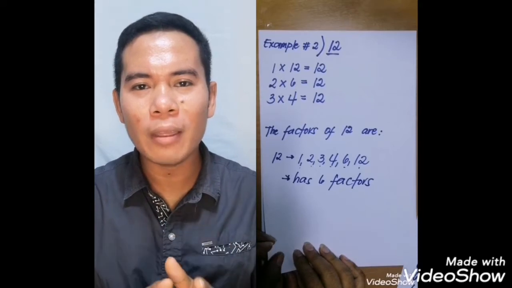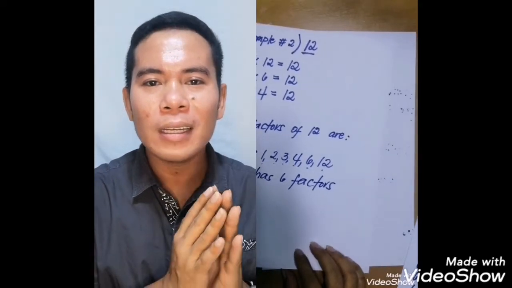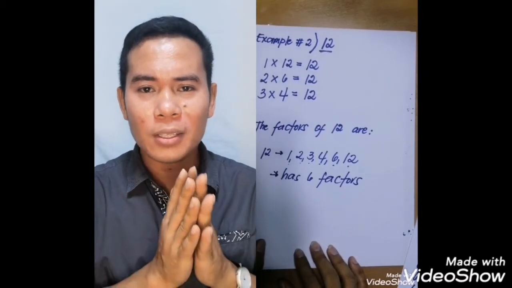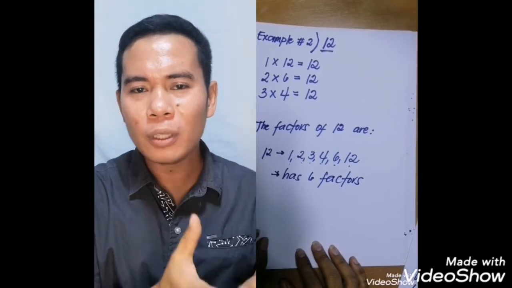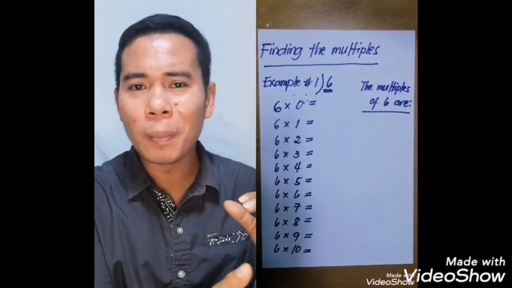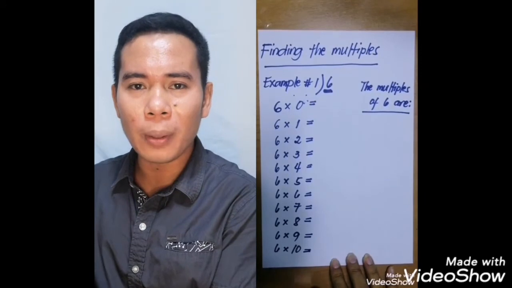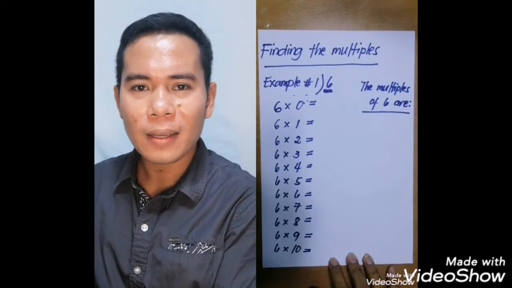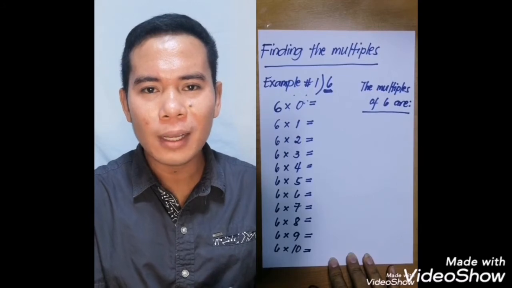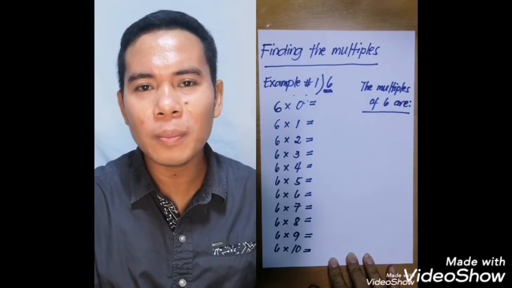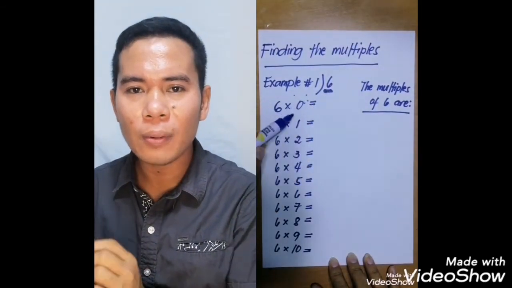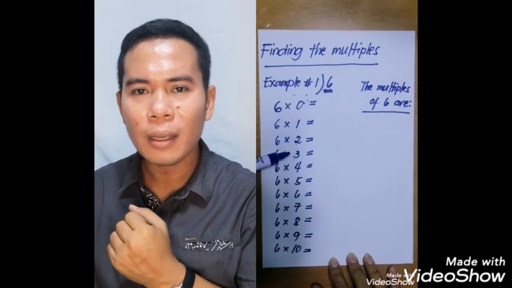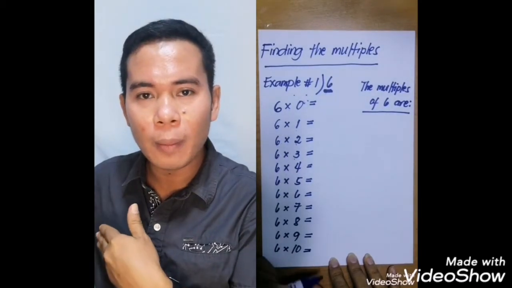Let's proceed with finding the multiples of a given number. Let us first go back to the definition of multiples. As I've said earlier, multiples are what we get when we multiply a number by another number. If we apply it to this example, let's say we are going to look for the multiples of 6. The 6 will be multiplied by 0, 1, 2, 3, 4, and so on and so forth. Let's stop at 10.